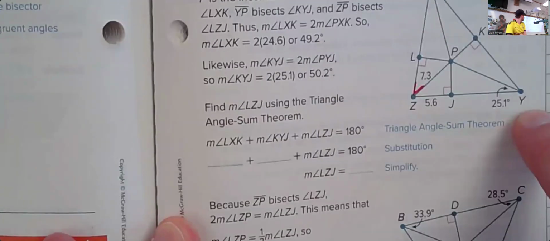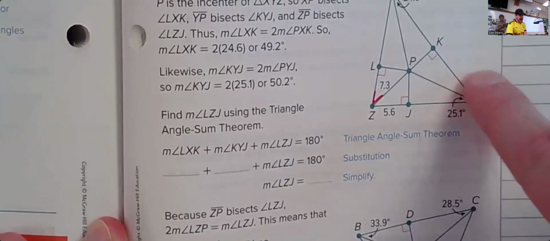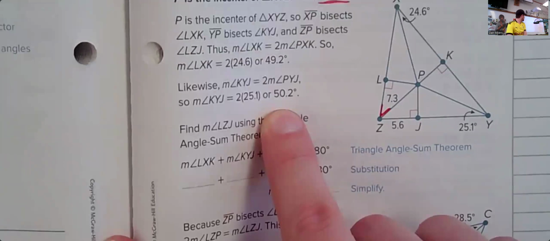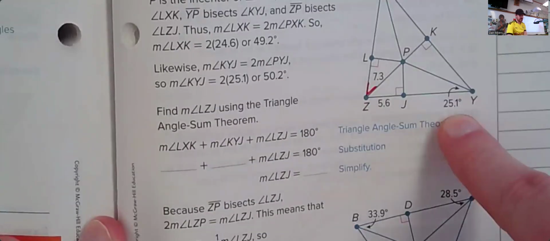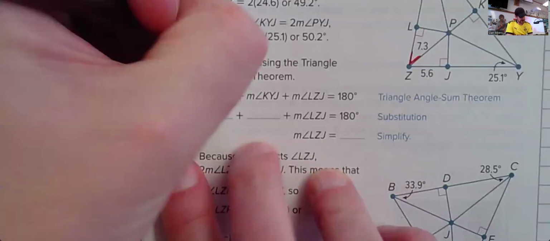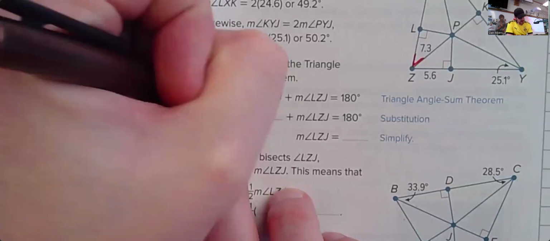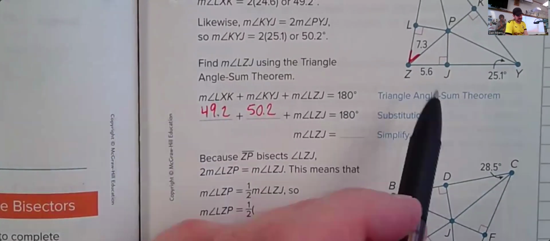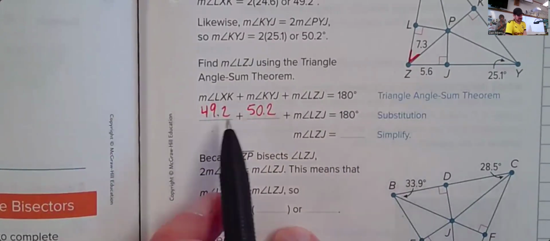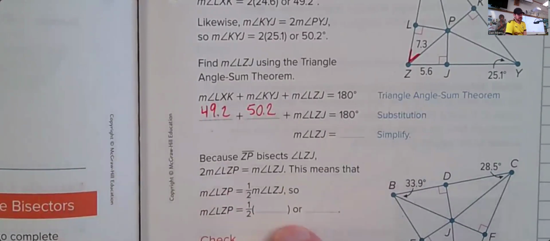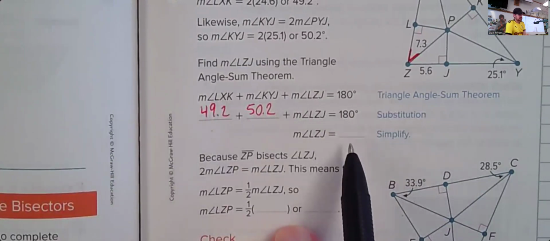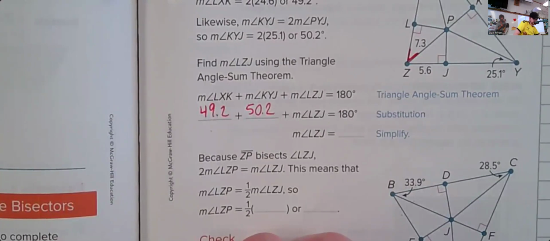Likewise, down here, the measure of angle KYJ, everything at angle Y, is the combination of both of the 25.1 degree angles. If you add 25.1 with itself, you get 50.2. So the entire angle at X is 49.2, and the entire angle at Y is 50.2. We're going to write those in right here. So we're going to say 49.2 plus 50.2 plus the measure of angle LZJ, everything at angle Z, which we don't know yet, adds up to equal 180, because the three angles of a triangle have to add up to 180. If you add those two numbers together and subtract them from 180, what's left? How many degrees is angle LZJ?